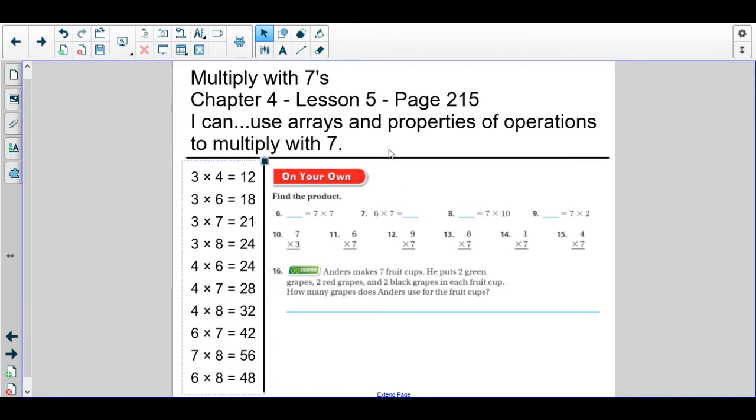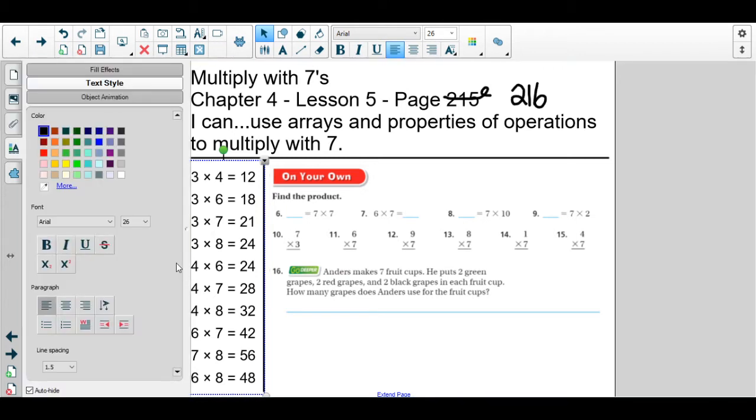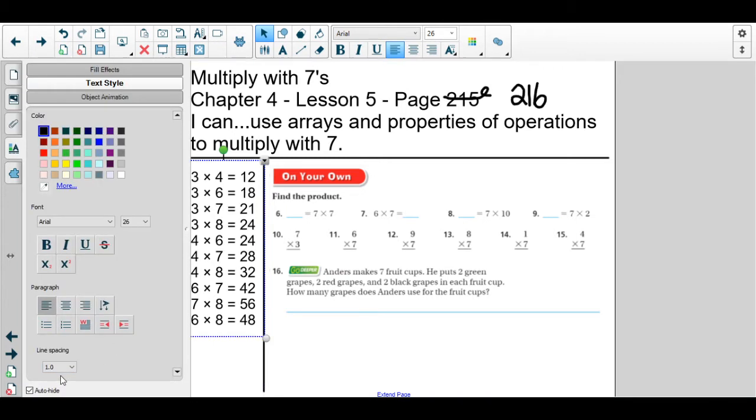So on page 215, which is actually not page 215, I think we're going to go ahead and jump to page 216 and get right to it. The lesson talks about using distributive property and some other things like that. And you know what? We're just not going to do that. It doesn't match up with our strategy here for memorizing these things.